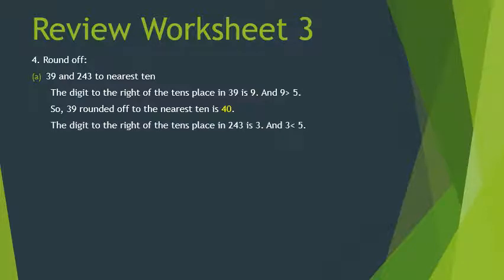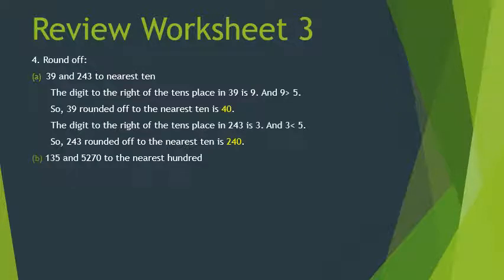Now let's move to the next number, which is 243. The digit to the right of the tens place in 243 is 3, and 3 is smaller than 5. So we are not going to change the digit at the rounding place, that is 4. Means we will not add 1 to 4 and it will remain 4, and we will replace the rest of the digit on the right of the rounding place by 0. Therefore 243 rounded off to the nearest 10 is 240.